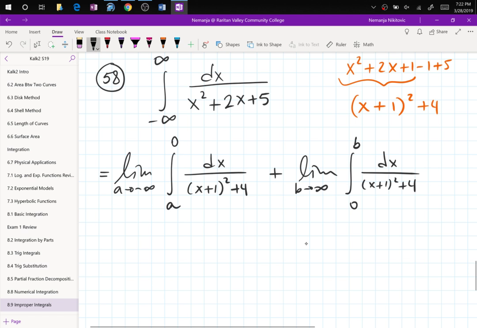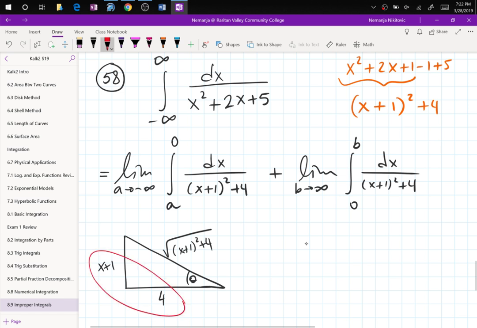So we do our trig sub now. Here's my theta. Guys, these are legs, right? Because it's a plus. So x plus 1 and the 2. And this one is the square root of (x plus 1) squared plus 4. We work out the red. That's tangent theta is x plus 1 over 2. Should 4 be 2? 4 should be 2. Thank you. Very good.